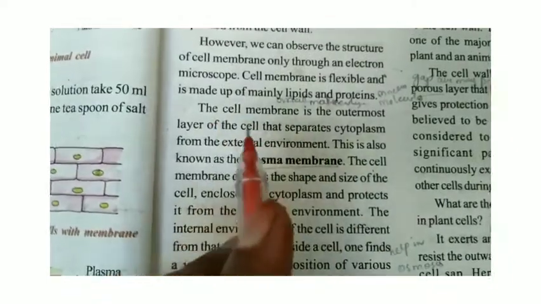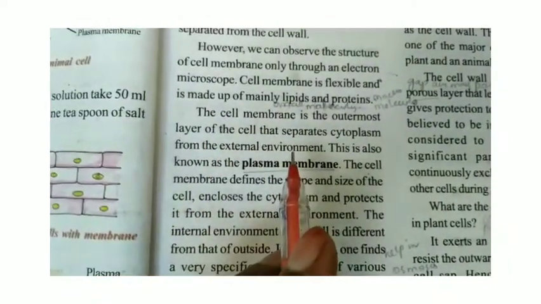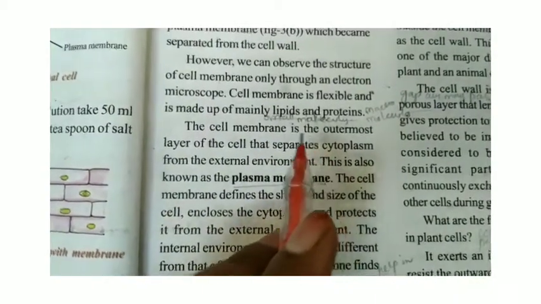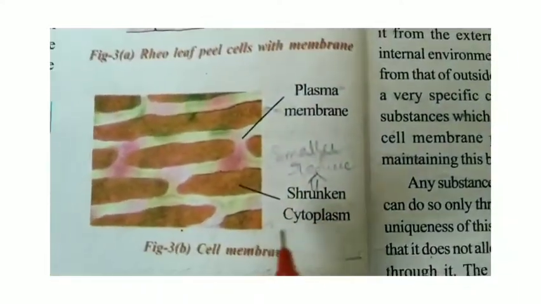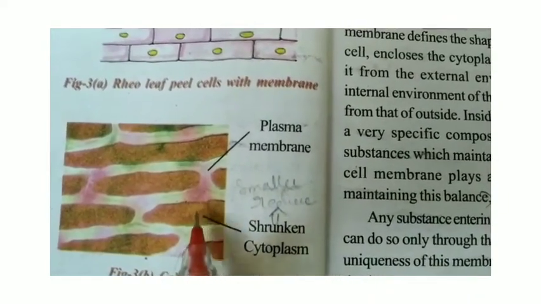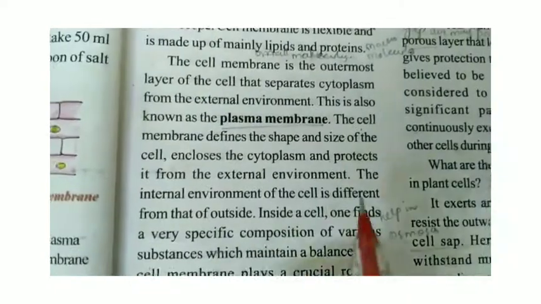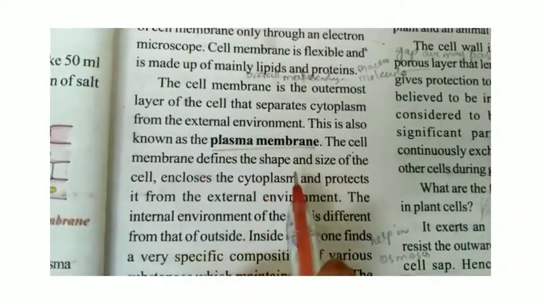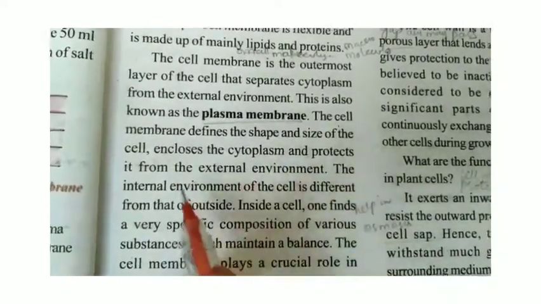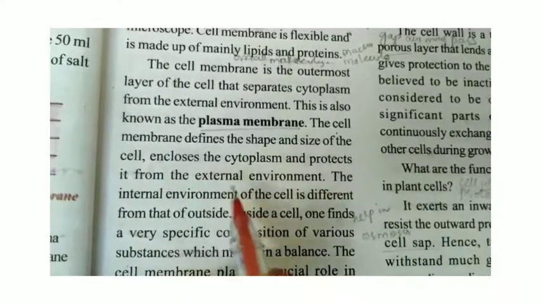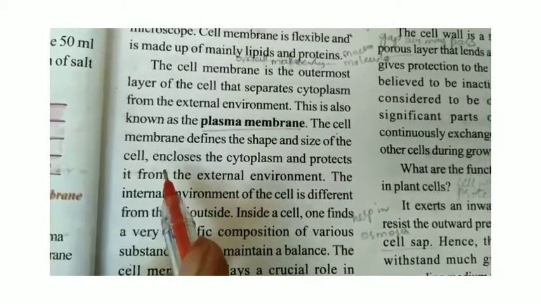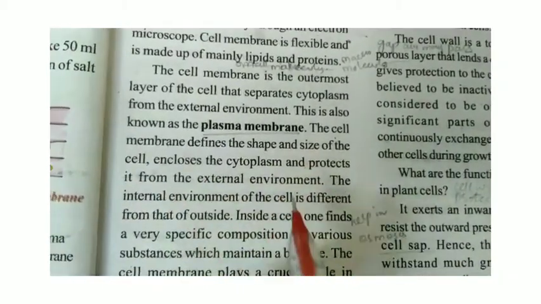The cell membrane is the outermost layer of the cell that separates the cytoplasm from the external environment. See here, the cell membrane is the outer layer and it encloses the cytoplasm and protects the inside of the cell, right? Now this is also called the plasma membrane. The cell membrane defines the shape and size of the cell, encloses the cytoplasm and protects it from the external environment.